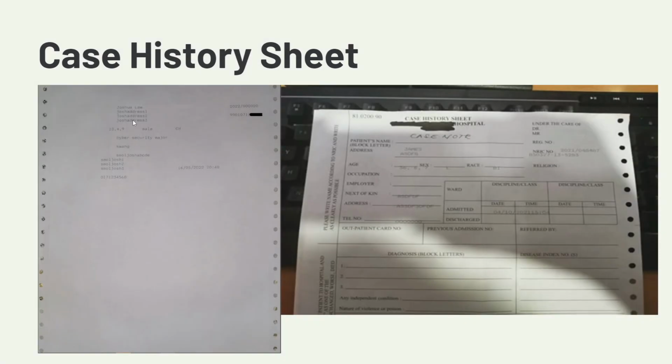So this is the case history sheet: the name, the address, the RN, the IC, the age of the patient, the gender, and the race, CH as in Chinese. I've restricted the words to only 2 words. The religion is not available in the database yet, so maybe in phase 2 we will add it in. Then this is the occupation, the employer name, and the next of kin details, the address, the phone number, and also the time admitted of the patient.